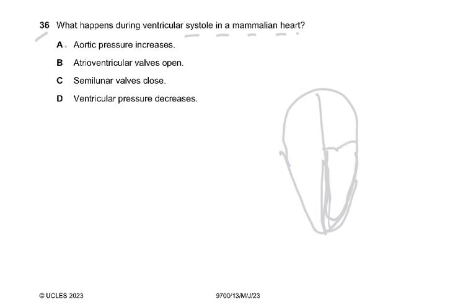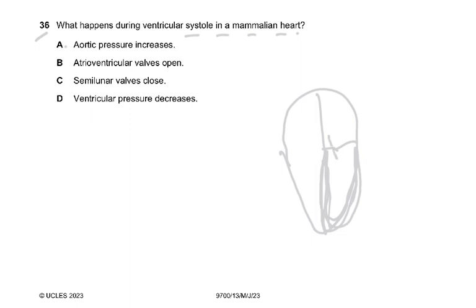Question number 36. What happens during ventricular systole in a mammalian heart? Ventricular systole means the ventricle contracts. So you've got to understand that the right and left ventricle both will contract, so the atrioventricular valves must be closed by that time. That is why the ventricle is contracting.